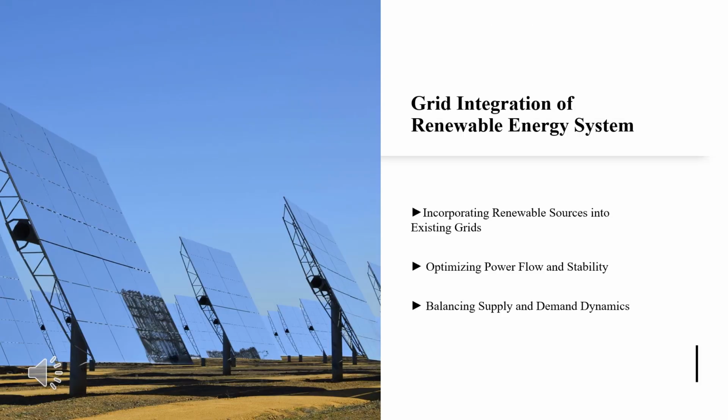Grid integration of renewable energy systems refers to seamlessly connecting and managing renewable energy sources like solar, wind, or hydroelectric power within the established electricity grid infrastructure, ensuring their efficient and reliable contribution to the overall energy supply. The grid integration actually aims to optimize the flow of electricity from variable renewable sources by utilizing advanced technologies and control systems to maintain grid stability, manage the system fluctuations, and ensure a consistent supply of electricity to consumers.